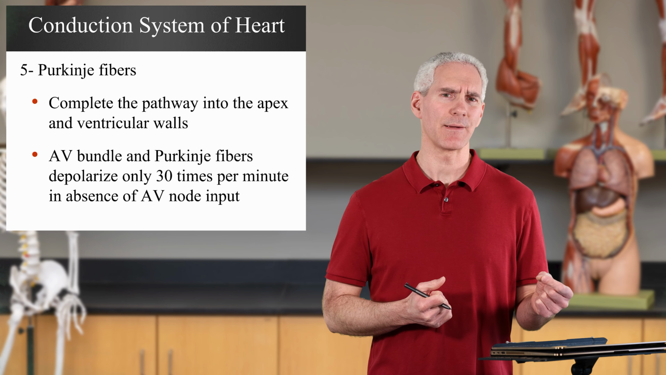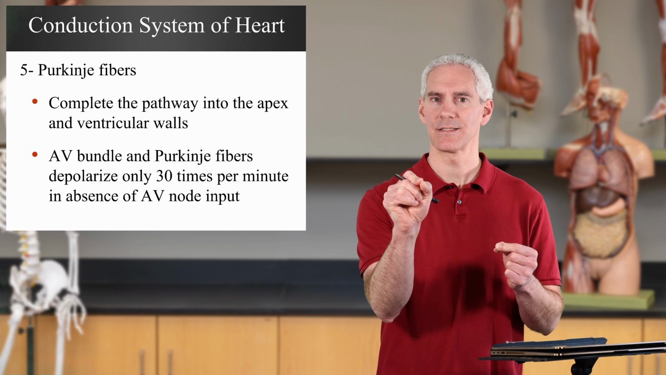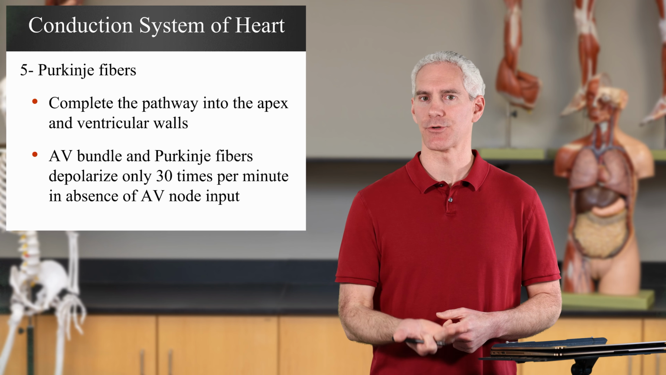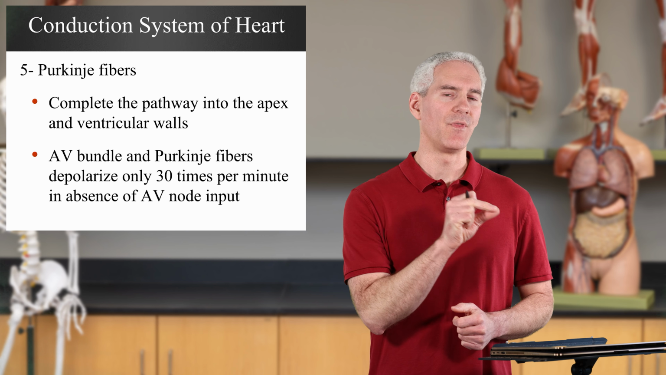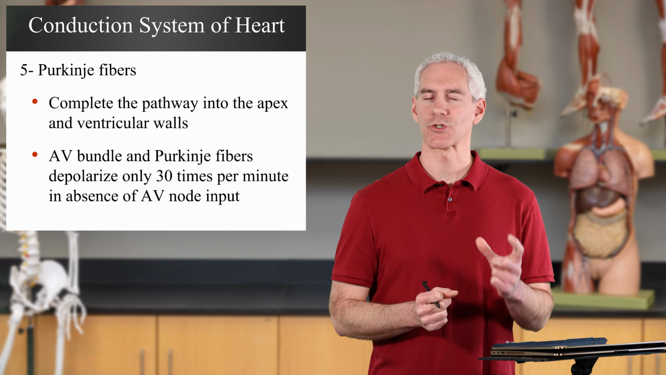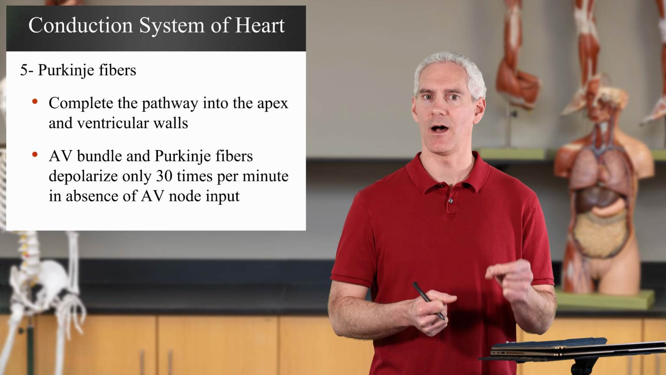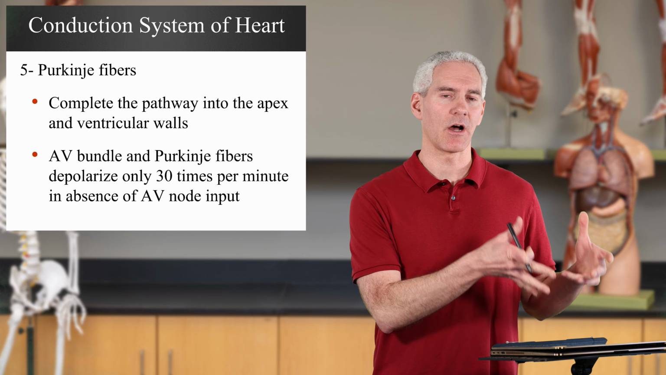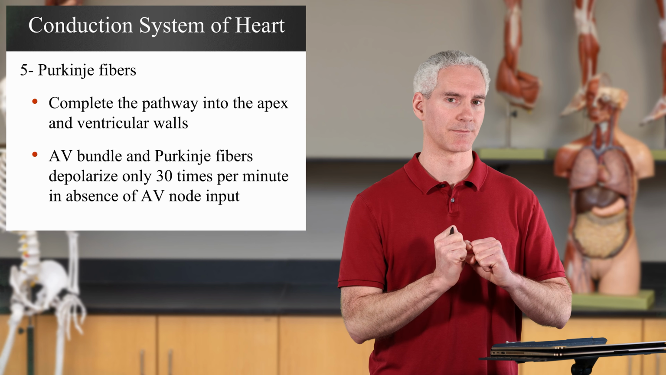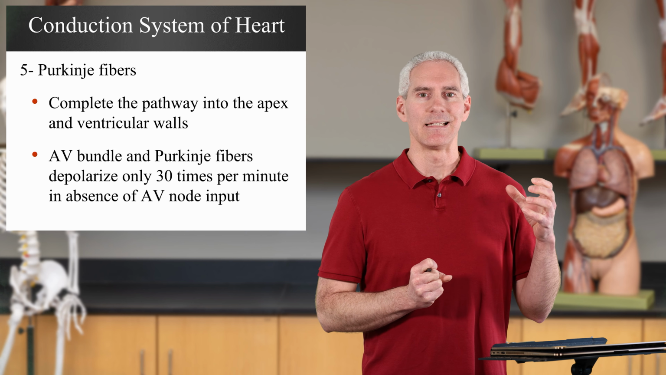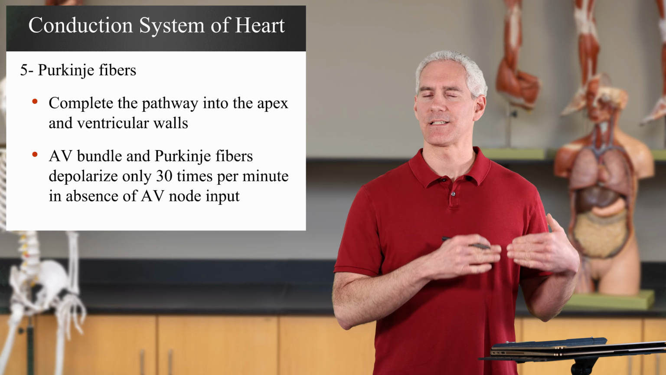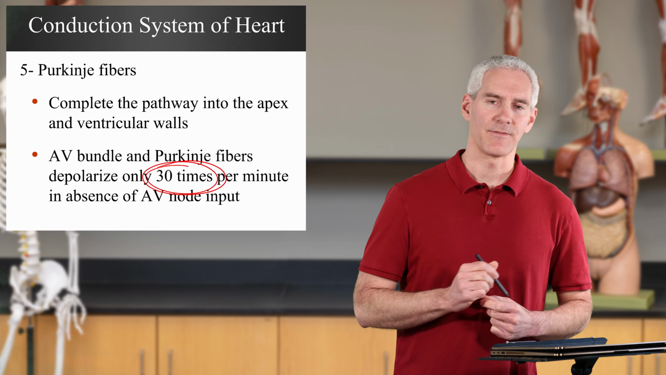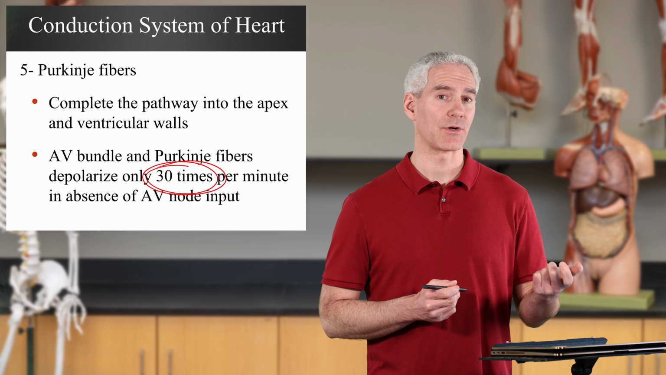Now, these Purkinje fibers aren't just one spot, but they're many different fibers that are all going out into the ventricular walls. These Purkinje fibers are what will trigger the depolarization of the ventricle. So basically, this is what causes your ventricles to contract. Now, as a last-ditch effort, fail-safe method, the Purkinje fibers can depolarize about 30 times a minute.